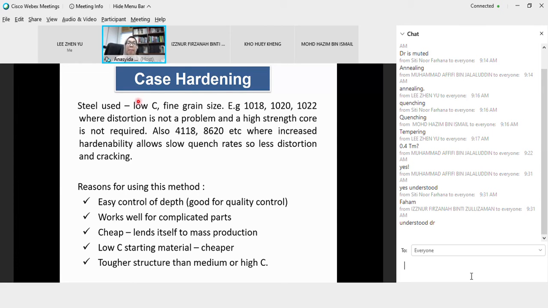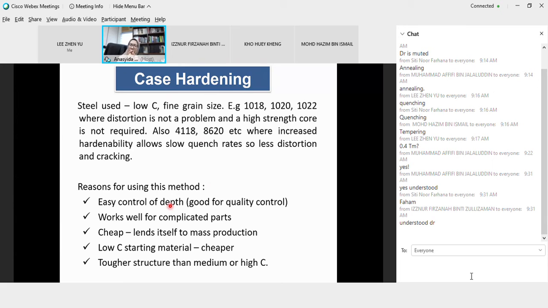So this is some example of steel used with low carbon. You can see here the ASTM numbering, dia punya numbering 1018. So this is actually 0.18% carbon. This is 0.2% carbon. This is 0.22% carbon. So these are all considered low carbon. We can use case hardening because we can control the depth. Kita boleh dapat depth yang kita nak, how much case depth that we want.